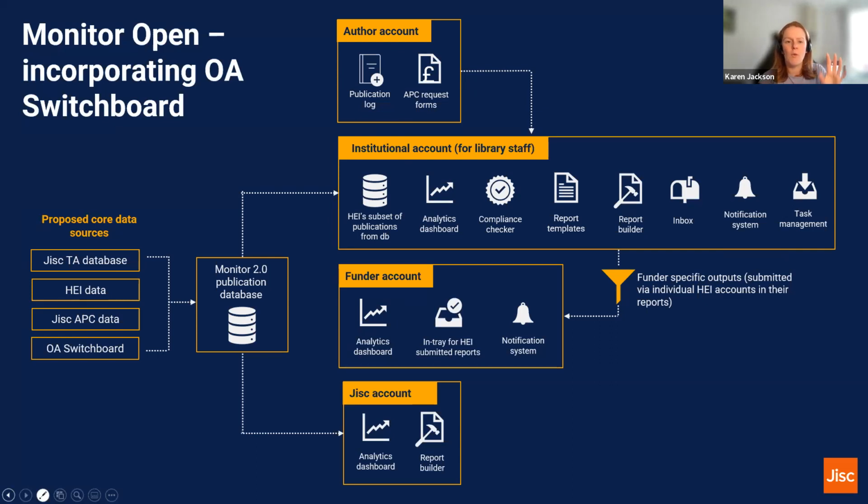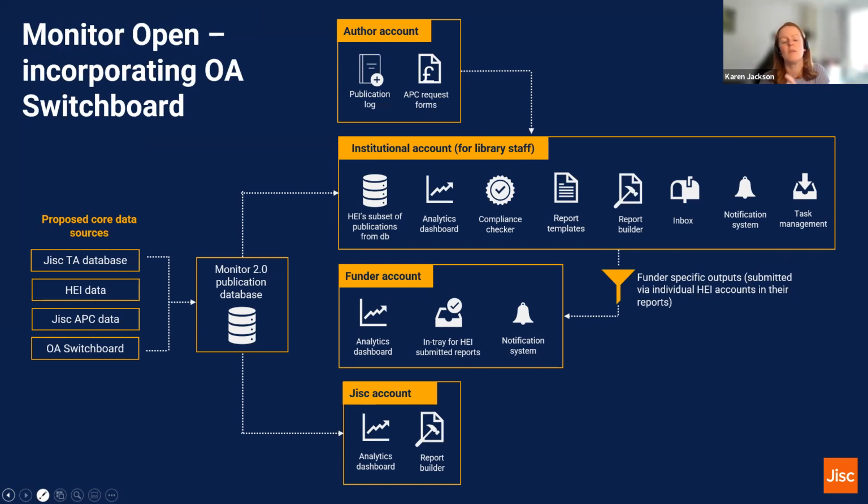So I won't go through all of this because I'm conscious that I'm probably going over our time, but it's essentially a publication database. We're pulling in data sources from various places, and we're providing interfaces and dashboards for different types of users. So for authors, institutional representatives, that's most likely to be the library staff or the research office staff, funder accounts, and also a JISC account for us to manage as well.